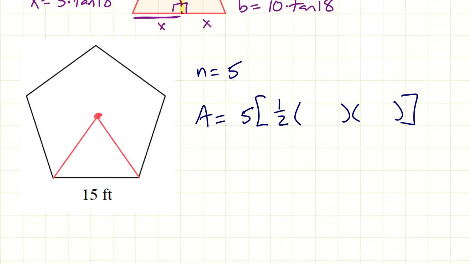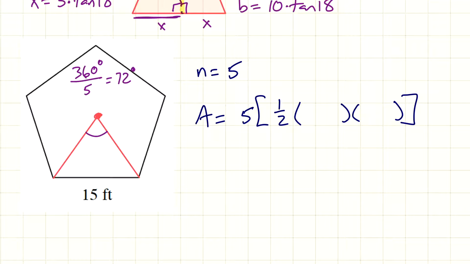We need to figure out the central angle so that we know what that angle measurement is. If it's a nice angle, then we could use our shortcut. If it's not, then we're going to have to use trig. So our central angle here, we're going to take 360 degrees divided by 5. And so what is 360 degrees divided by 5? Well, that's going to give us 72 degrees.